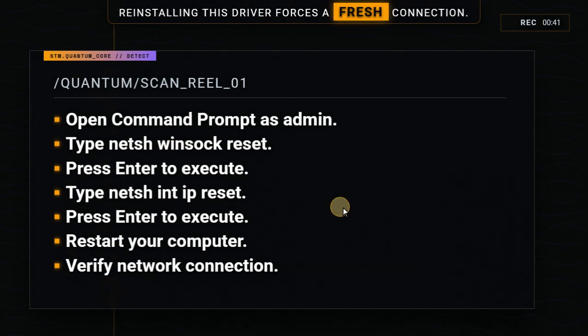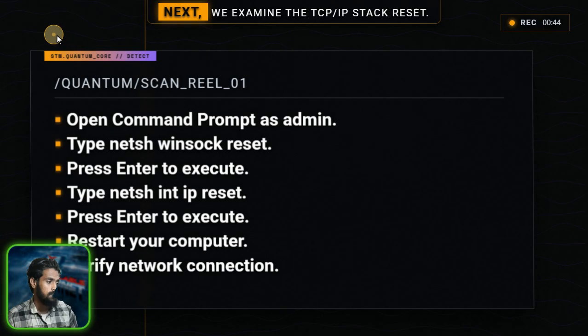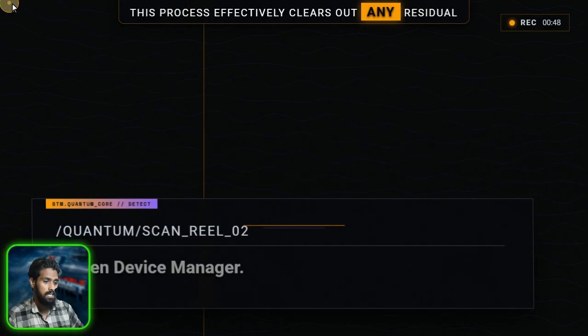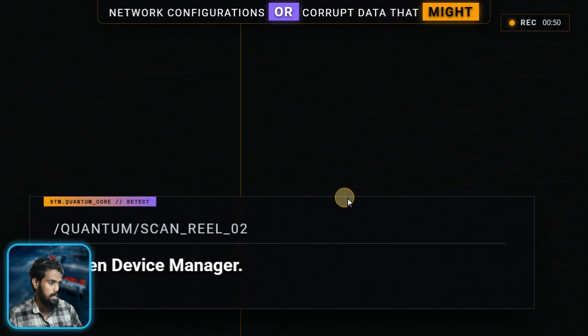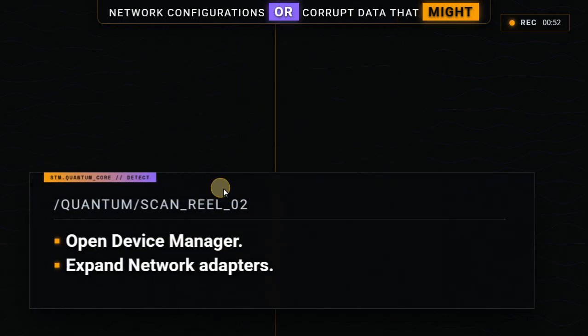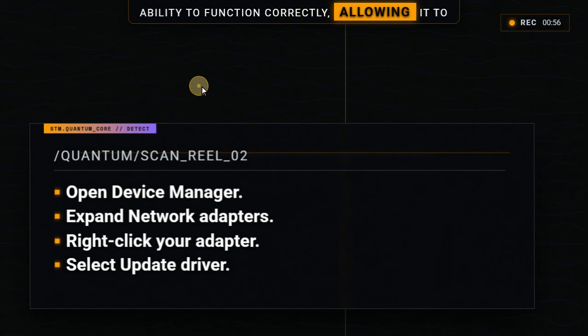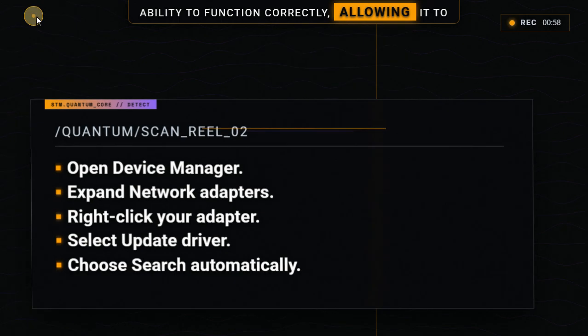Next, we examine the TCP/IP stack reset. This process effectively clears out any residual network configurations or corrupt data that might be interfering with the DHCP client service's ability to function correctly, allowing it to re-establish proper network parameters.